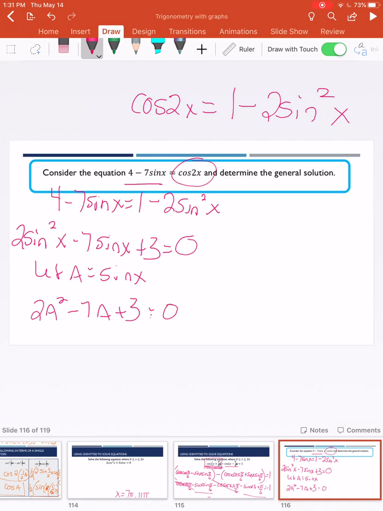And I'm going to use decomposition. 2 times 3 is 6. Two numbers that multiply to give me positive 6 and add to give me negative 7: negative 6 and negative 1.